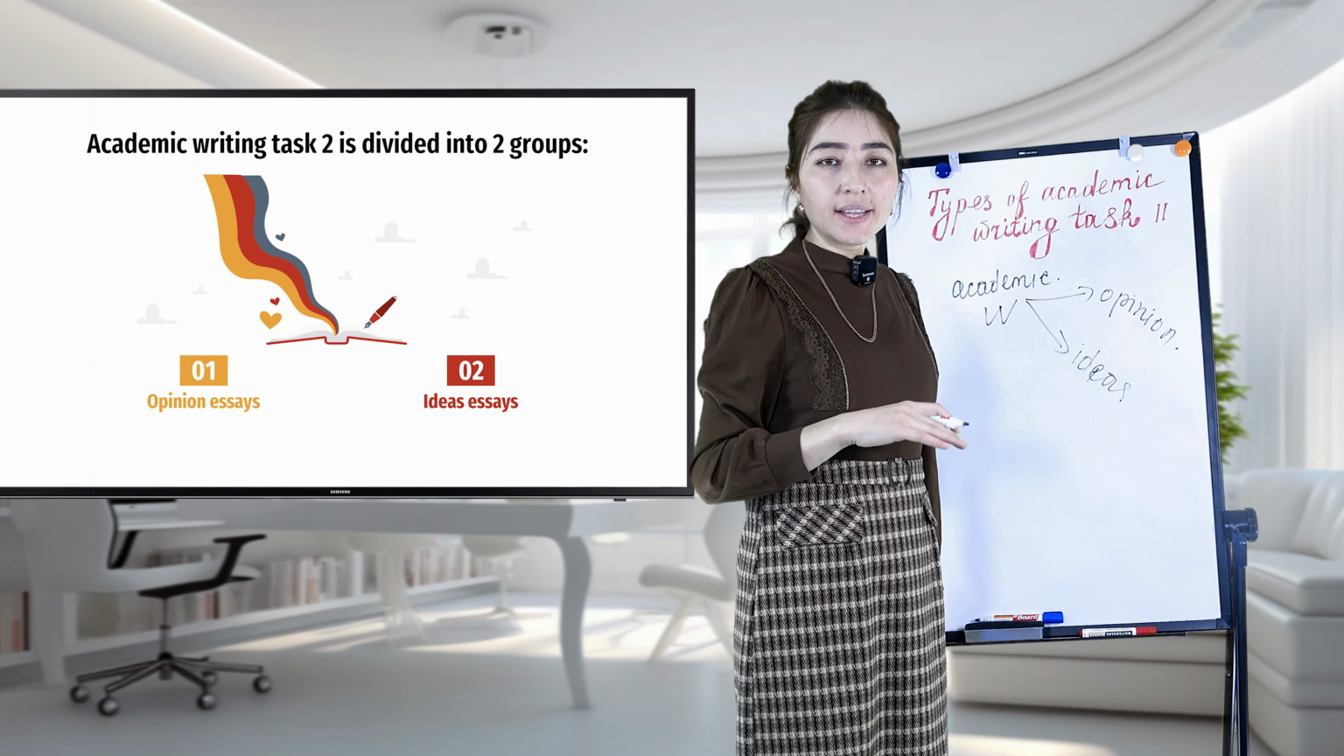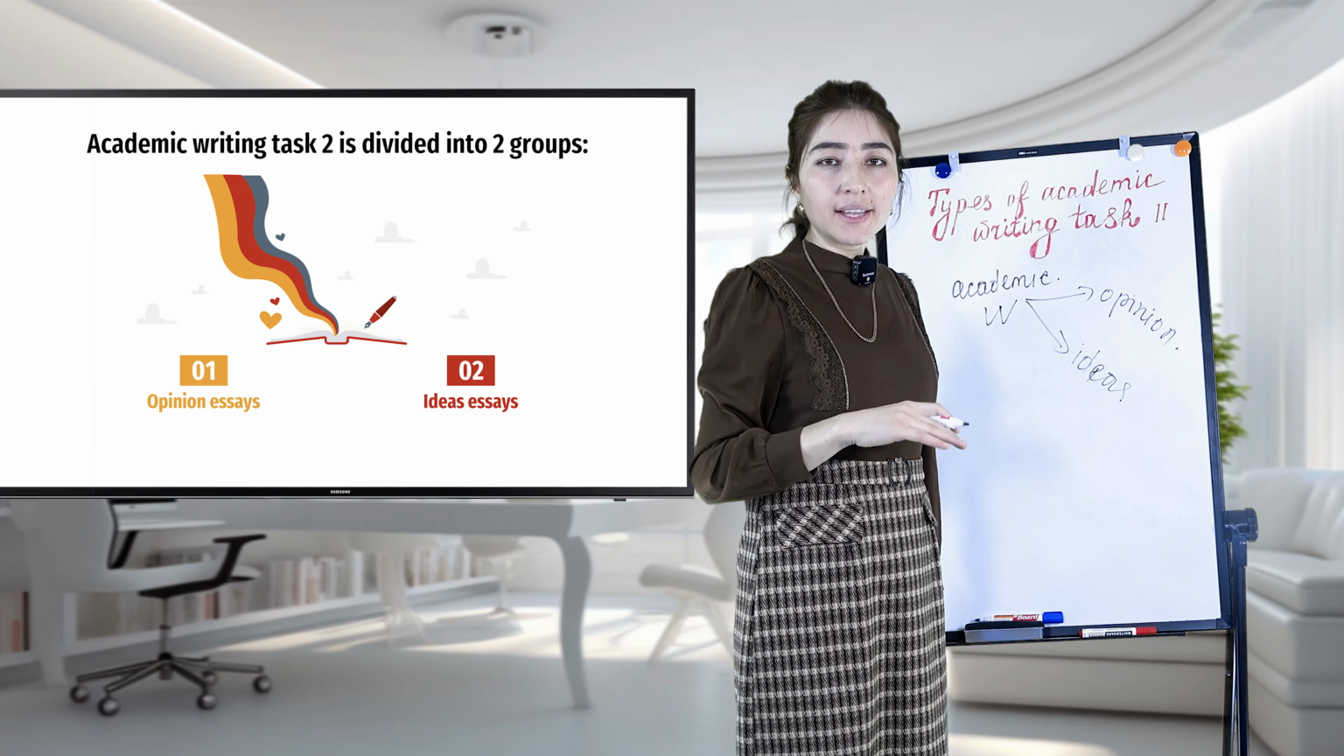So first, let's talk about the types of opinion essay. Opinion essay is divided into 4 subgroups, I can say. Firstly is direct question. The first type is direct question, and the second type, I can say, is advantage and disadvantage essay. And the next one, I can say, discussion essay, and the last one, argumentative opinion essay. So, and what about ideas essay?